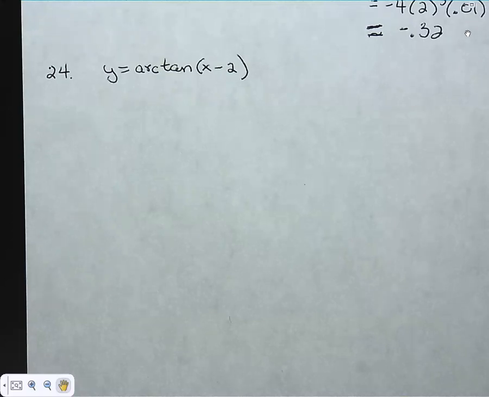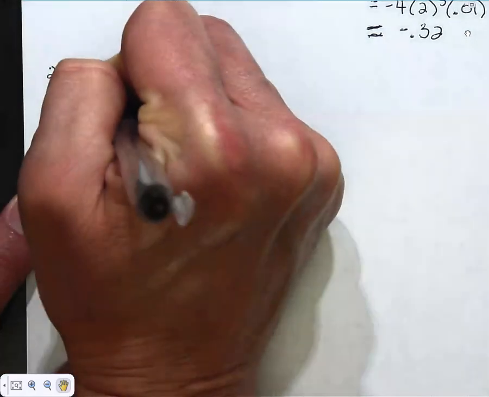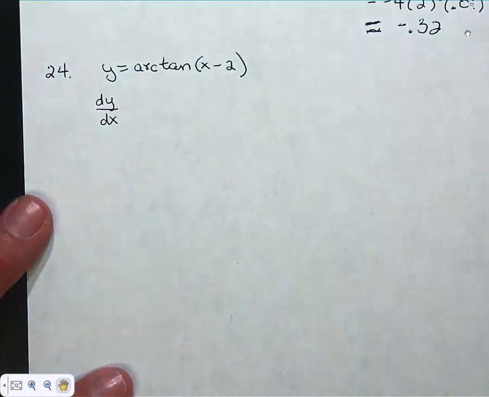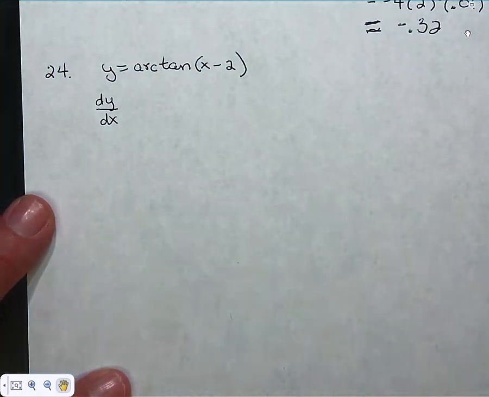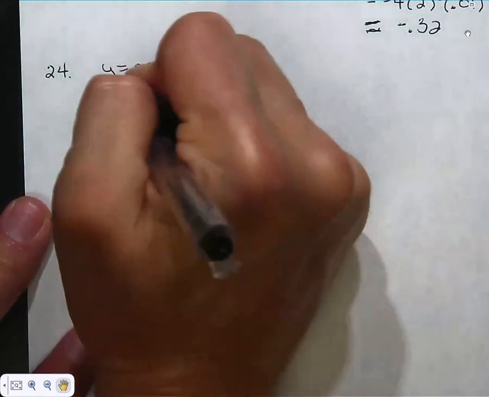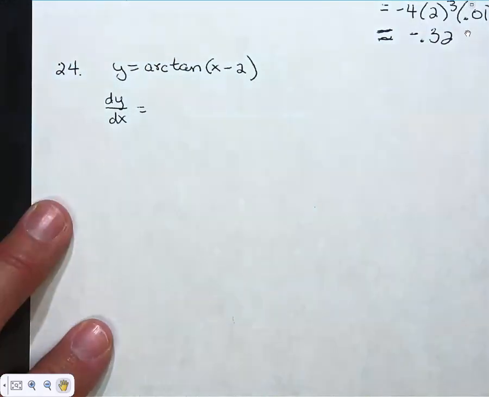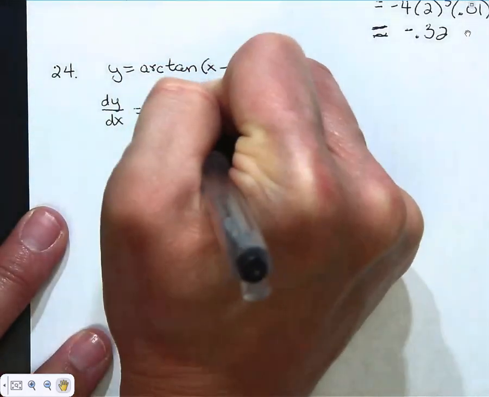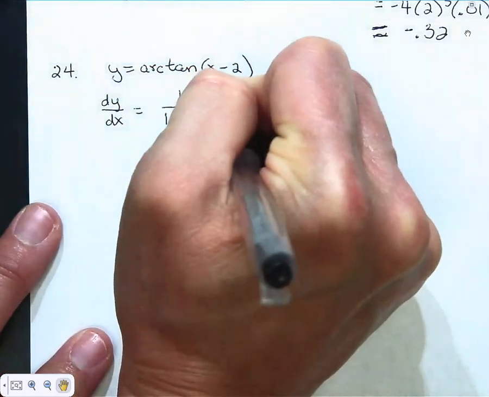And it says, find the differential. That's all this problem says, find the differential. Well, I could write the derivative of y as y prime, but if I choose to write it as dy over dx, which is our alternate notation for the derivative, what would the derivative of arctangent of x minus 2 be? 1 over 1 plus (x minus 2) squared.